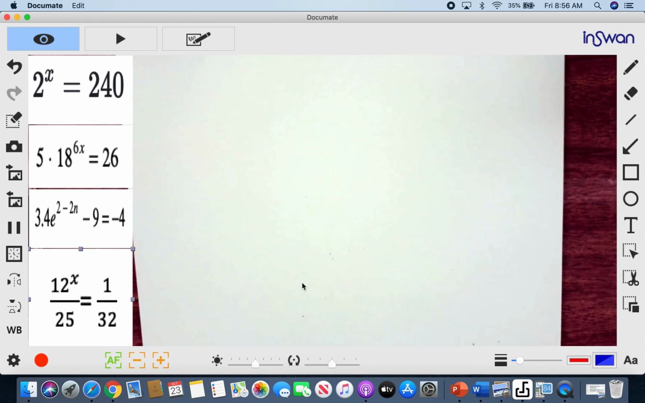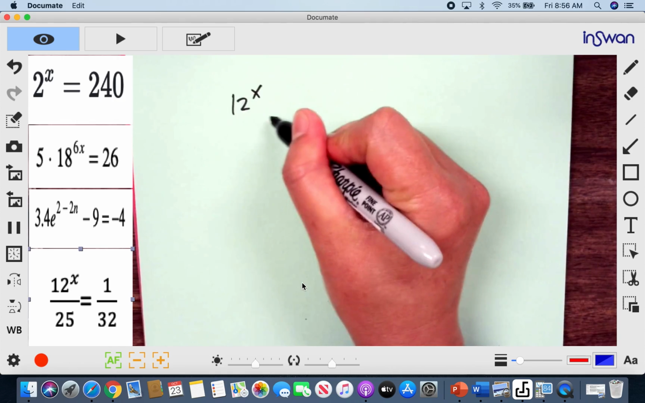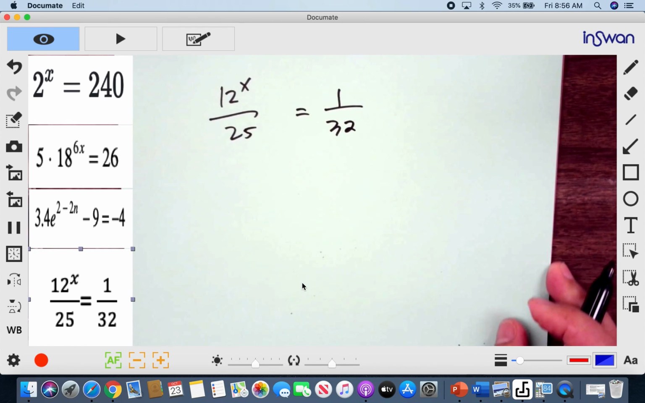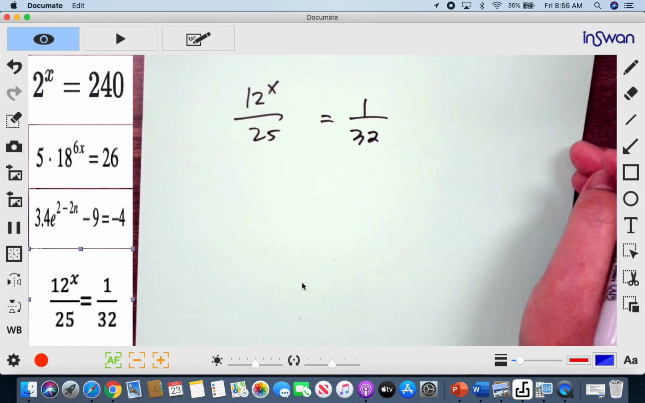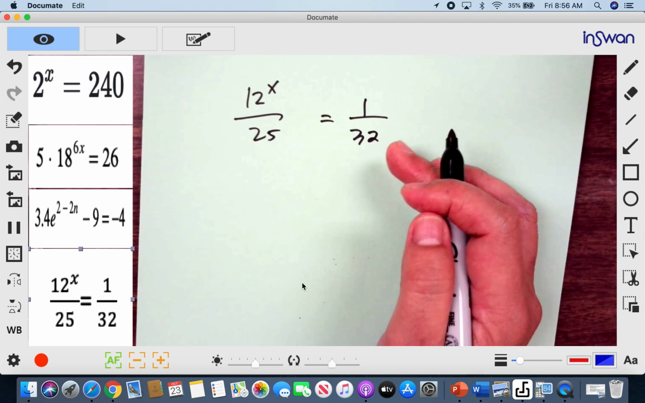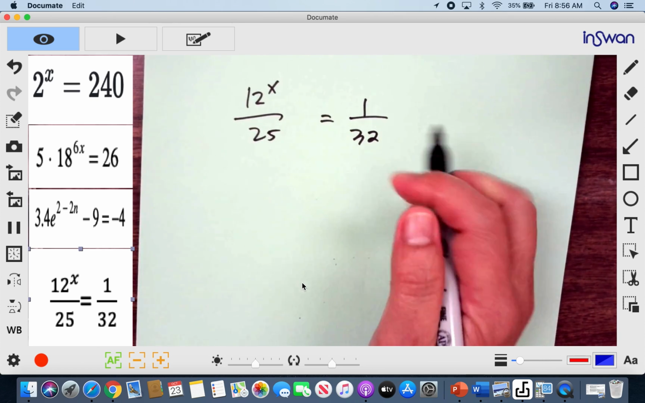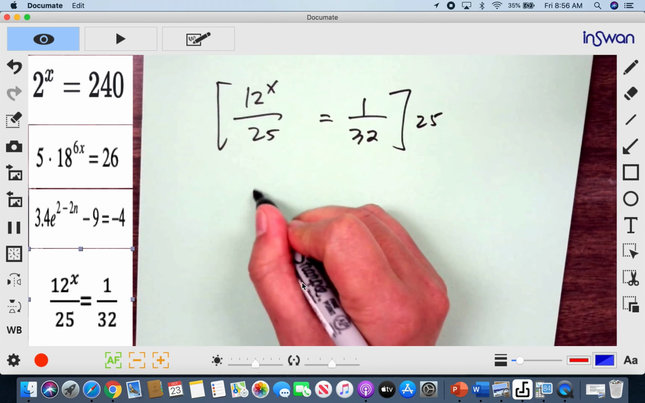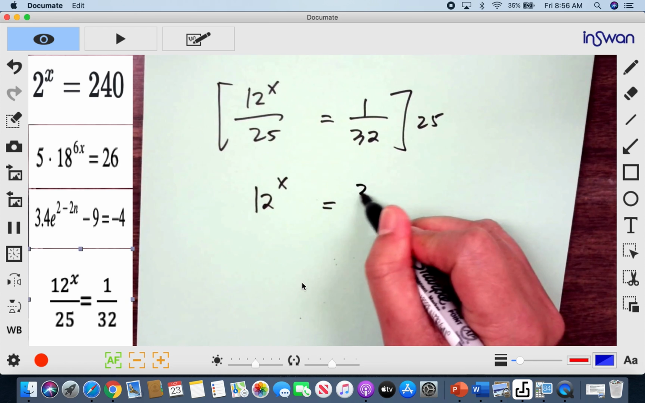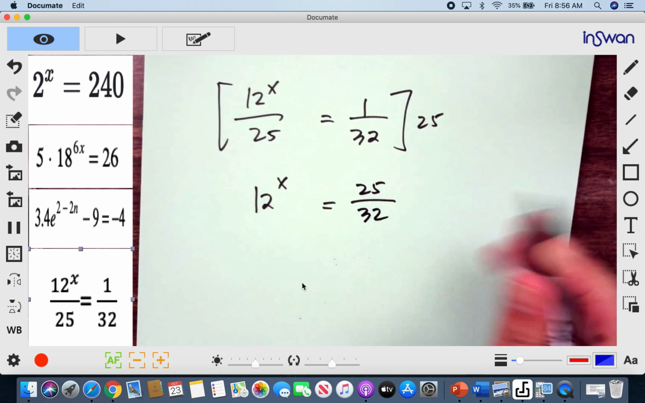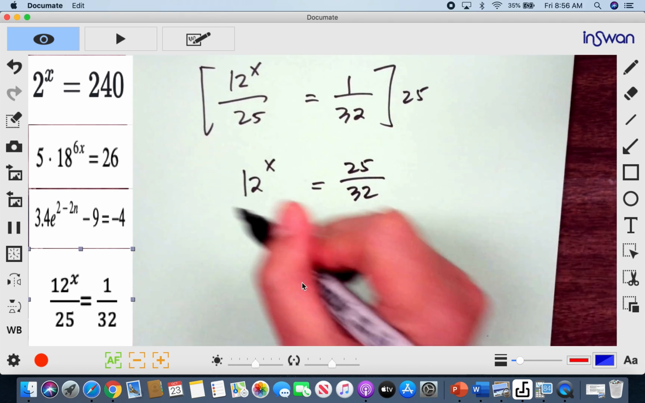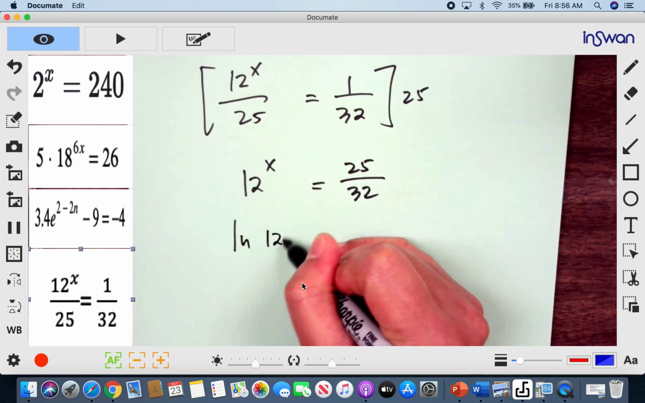Okay, so you have 12 raised to x over 25 is equal to 1 over 32. Okay, so we need to isolate 12 raised to x. So we are going to multiply by 25 on both sides of the equation. Alright, and so you will have now 12 raised to x is equal to 25 over 32. Again, our aim is always to get the exact value before we get the approximate value. So what we should do here is to take the ln of both sides of the equation.